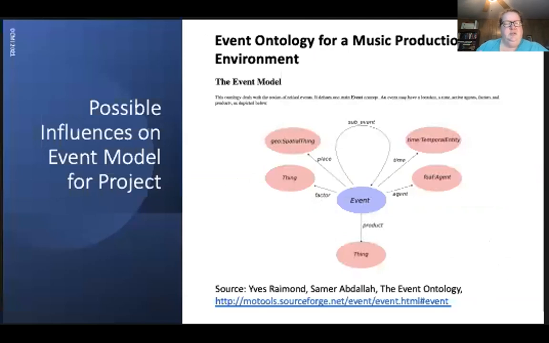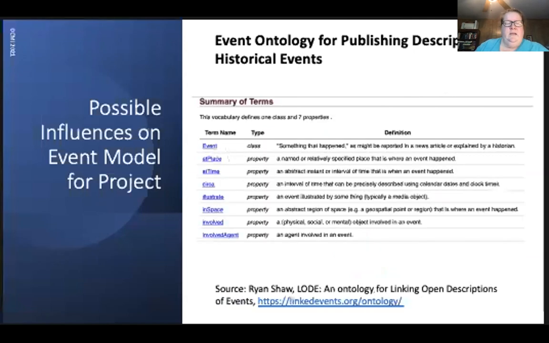So that's kind of where we are with this. I just wanted to mention a few possible influences for us as we work towards developing an ontology for this. So there are a lot of event ontologies out there. There's this one by Yves Raimond and Samer Abdallah, the Event Ontology, which was originally developed for a music production environment. And then the Ryan Shaw LODE ontology for linking open descriptions of events. So we are definitely going to be looking at, I think also the work of Eero Hyvönen, who is one of our keynote speakers for this conference and is also going to be very relevant.